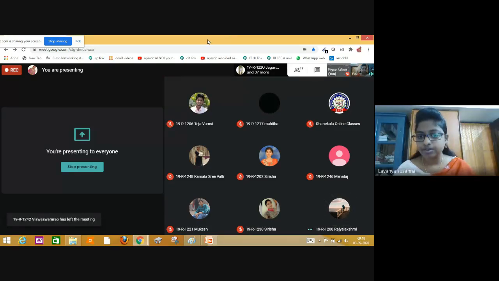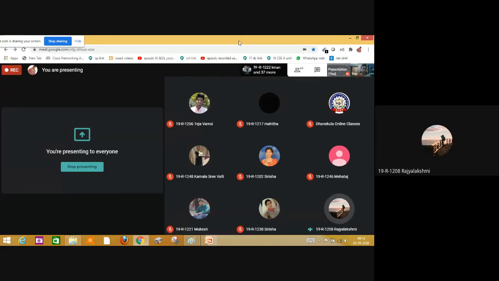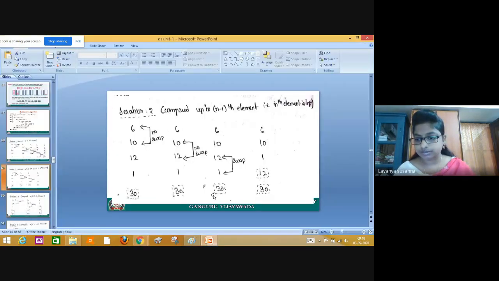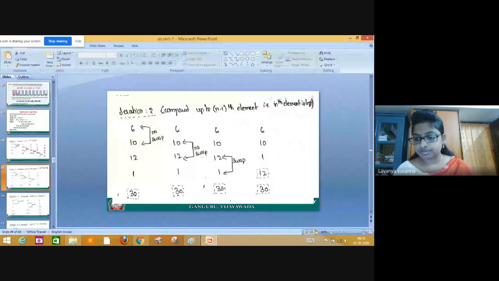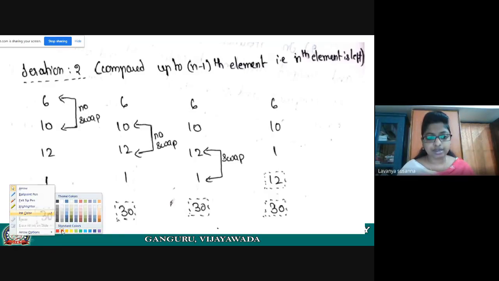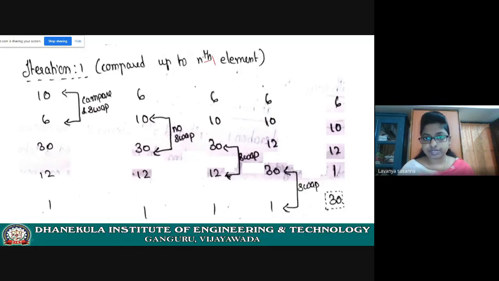Okay, complete it soon. Remaining members, you need to note down. If there are any doubts, ask me. I'll show the PPT. See here. This is the second iteration. Compare up to n minus 2, not n minus 1. Rectify it in your material also. Compare up to n minus 2.